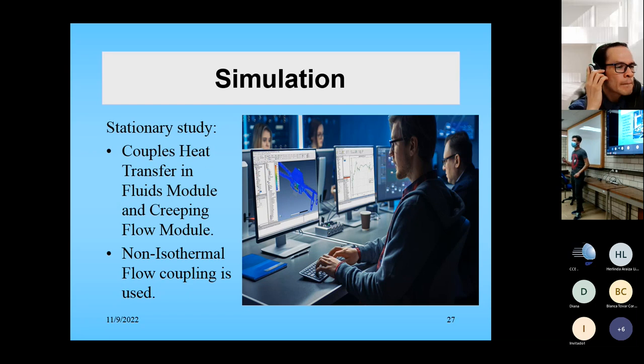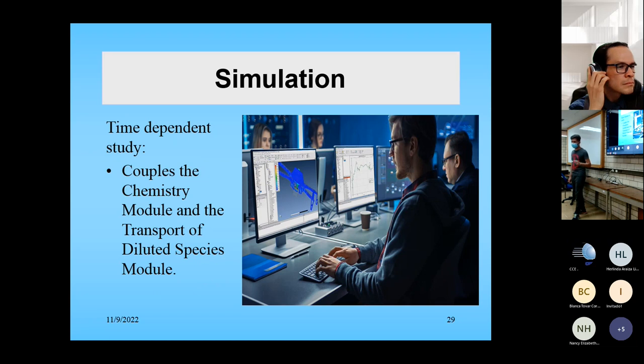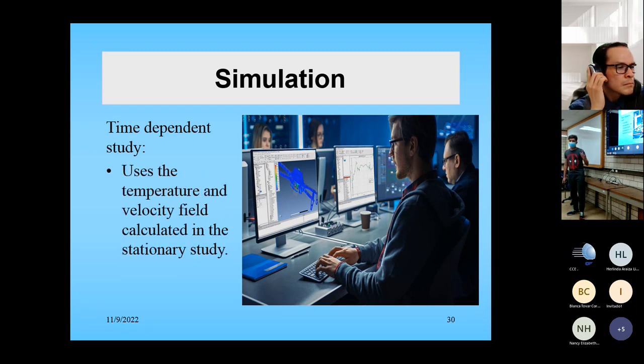Here, as I said, we use the heat transfer in fluids module from COMSOL and the laminar flow module, and they are coupled with a submodel for multiphysics called non-isothermal flow. This study calculates the temperature and velocity fields on the device and calculates the average temperature and velocity of the fluid. The second study, the time-dependent study, couples the chemistry model and the transport of diluted species model. This study uses the temperature and velocity field calculated in the stationary study.